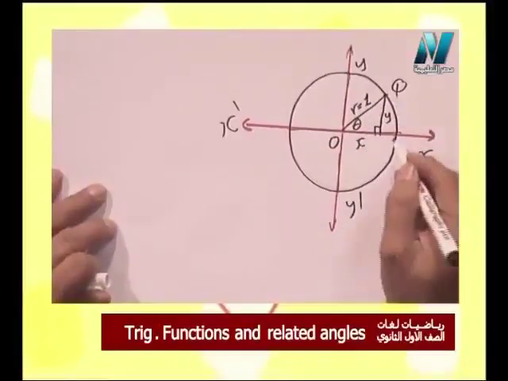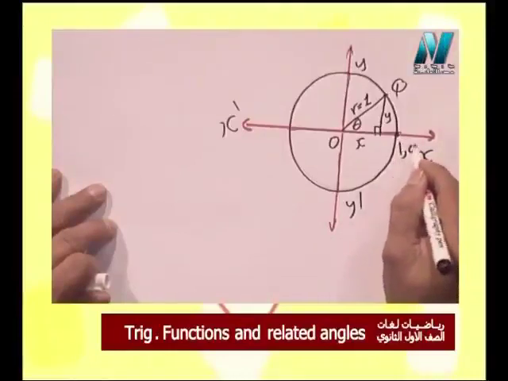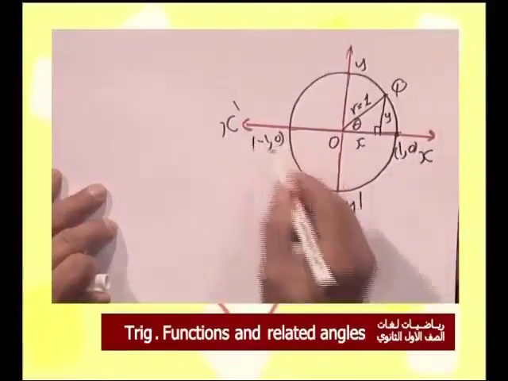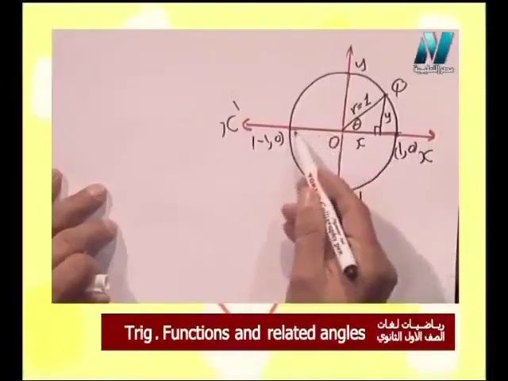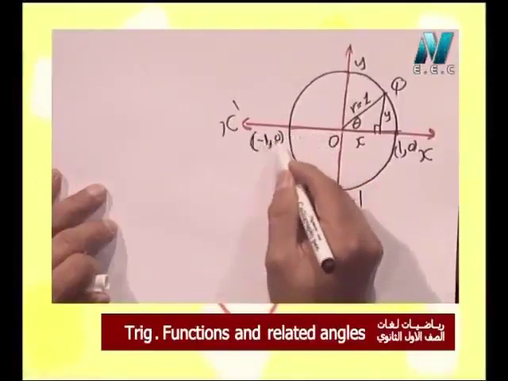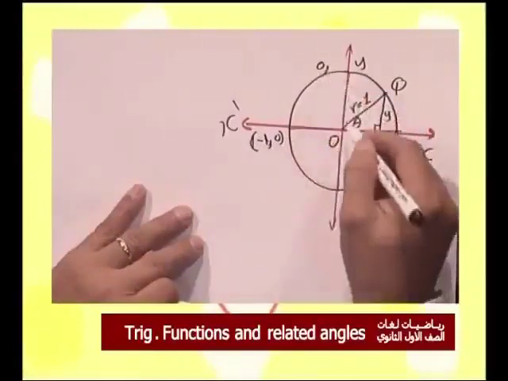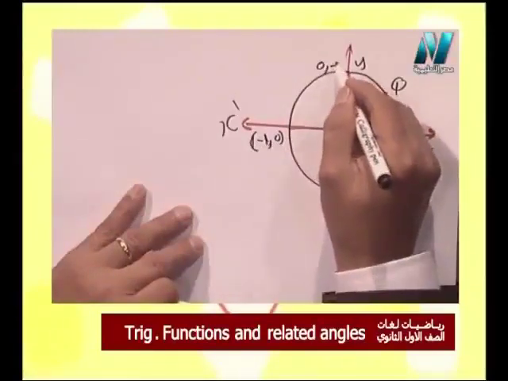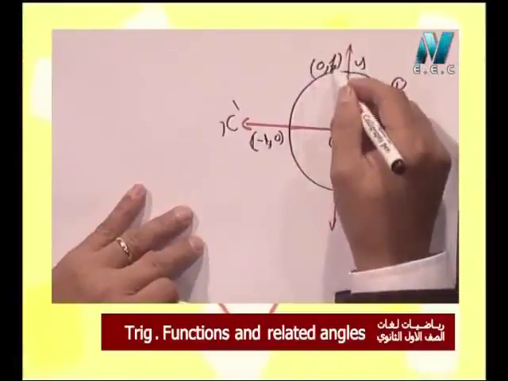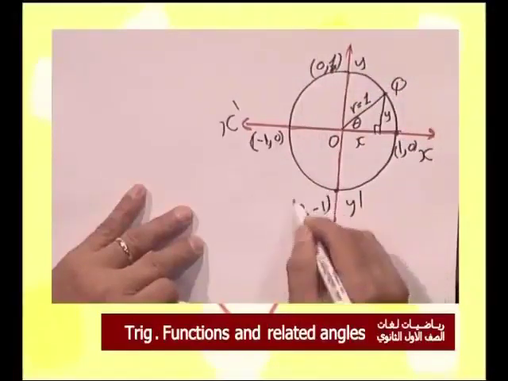And we have here the point 1 and 0. But here will be -1 and 0, because x is 1 here but in the negative direction. So it is negative 1 and 0. Here it's 0 and 1, because x here is 0. This is the positive direction of the y-axis. This point will be 0 and negative 1.